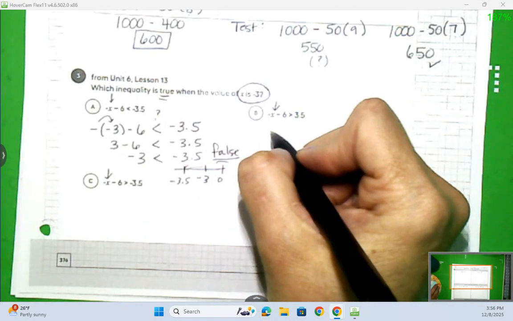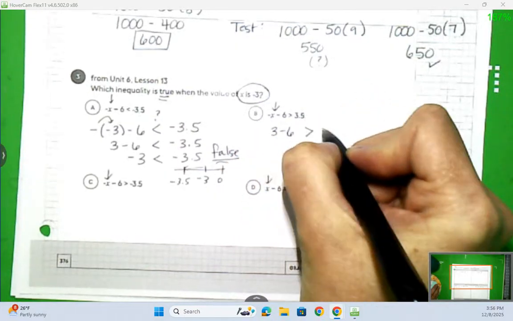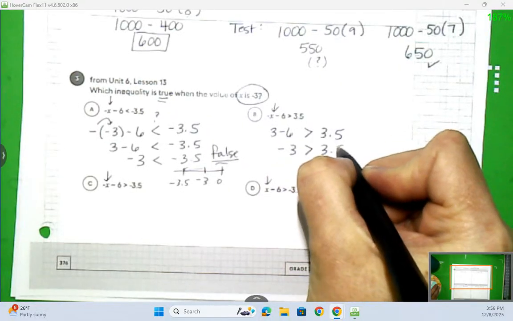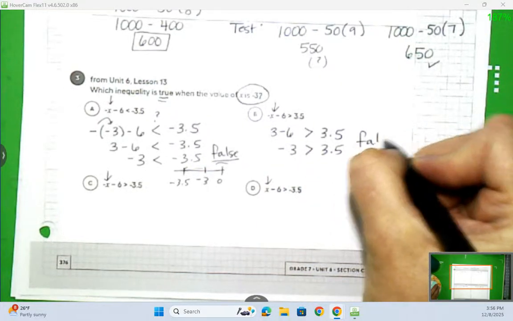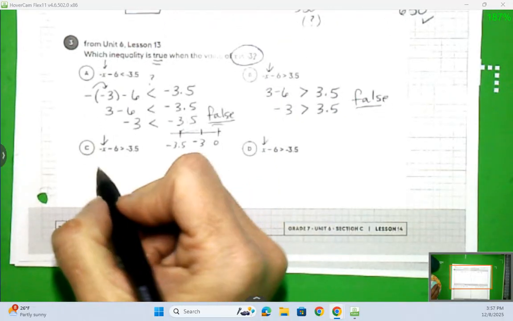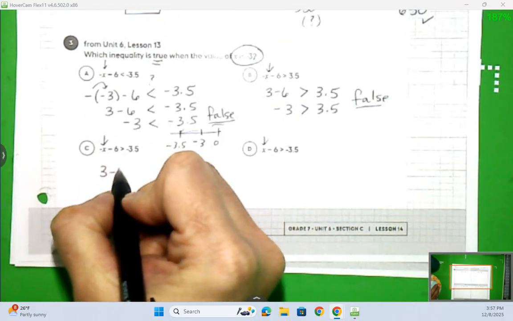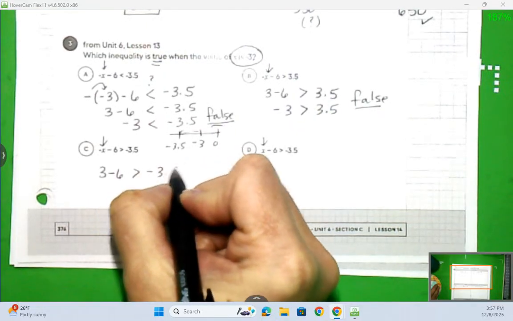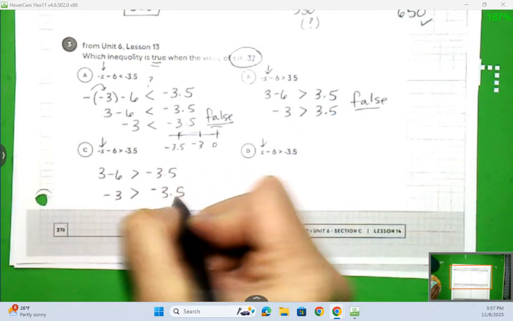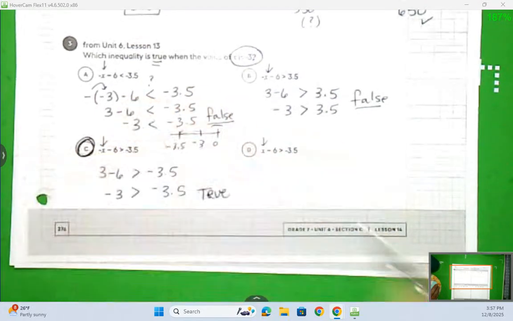Looking at our next one, we have the opposite of -3, which is 3, minus 6. Is that greater than 3.5? Well, -3 is not greater than positive 3.5. So this is false as well. Okay, here we have the opposite of -3, which is 3, minus 6 is greater than -3.5. -3 is greater than -3.5. This is true. So we are going to circle C.